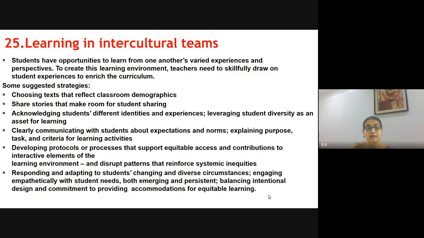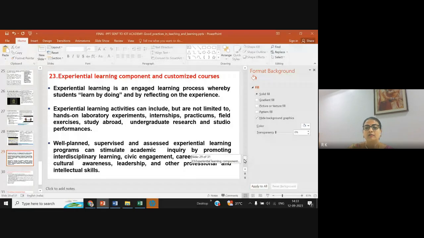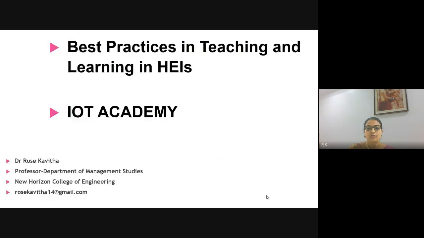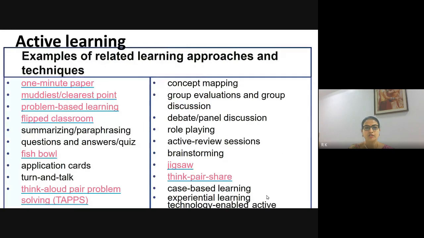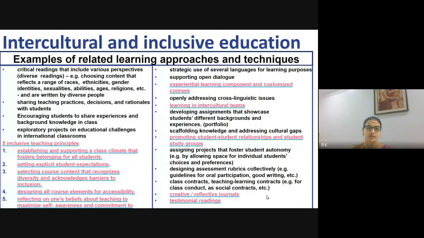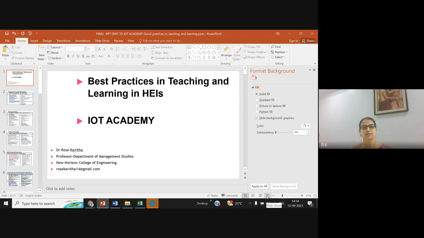So these are the 25 methods which I have identified based on various research on Google as well as the internet, the best practices that could be adopted by teachers in higher education institutions. The five best methods are research-based education, active learning, critical thinking, self-directed learning, and intercultural and inclusive education. These are the five best practices which could be adopted for the best outputs from the students and the community as a whole.